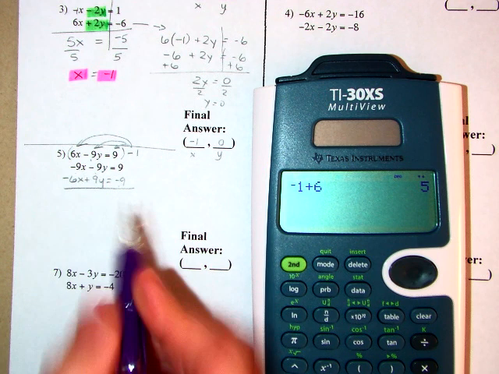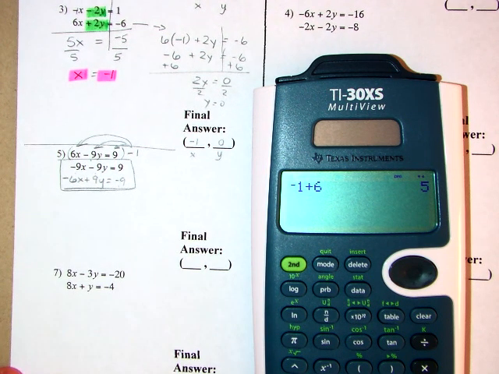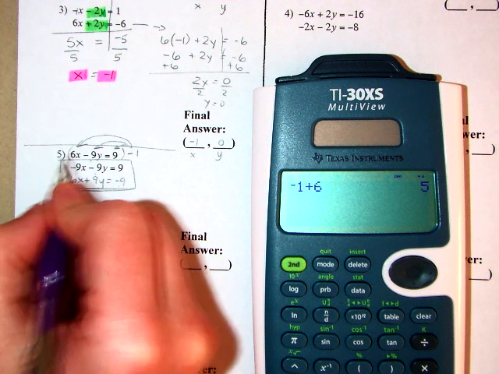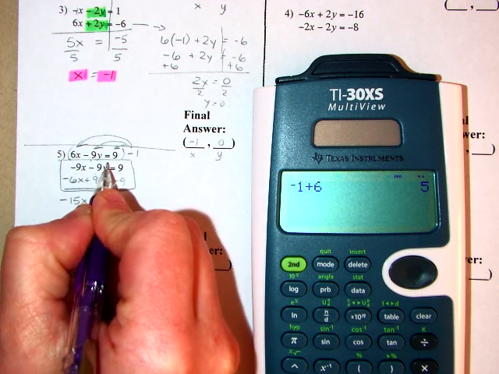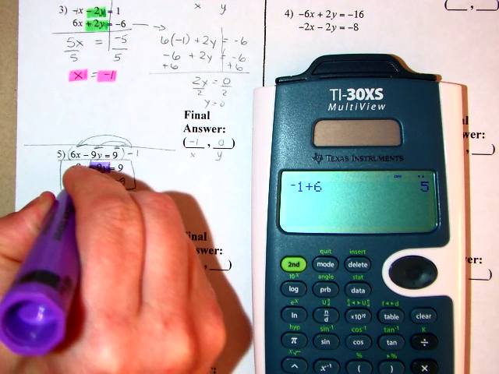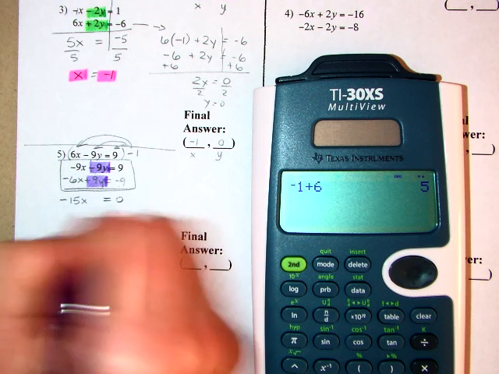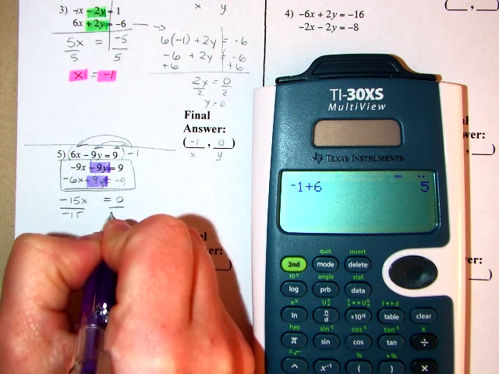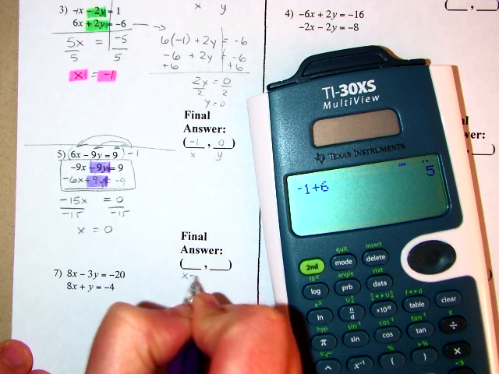So when I multiplied 1, 2, 3 times, this is what I get. And now I'm going to work with these two problems right here. I changed the form of the top one. I'm going to add vertically. So this is negative 15x. Notice now I have opposites. Negative 9y plus 9y, opposites, is equal to 0. Divide both sides by negative 15. X is equal to 0.